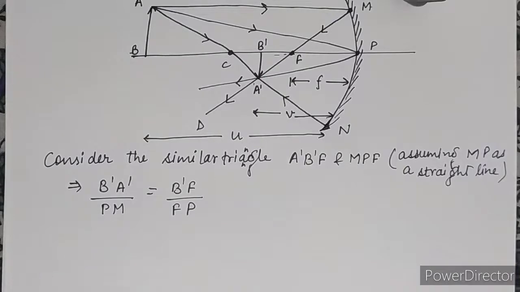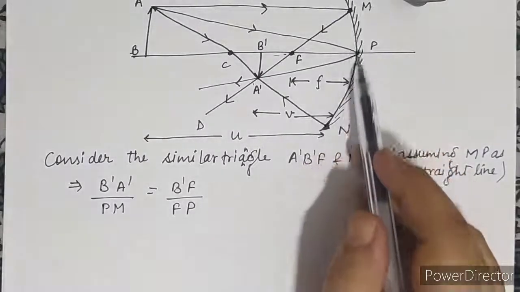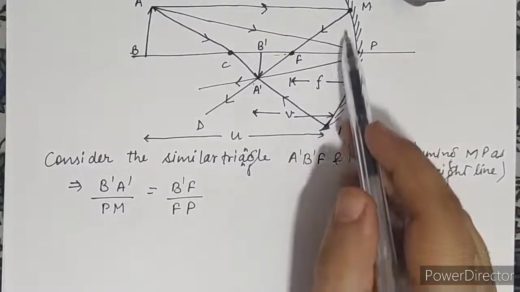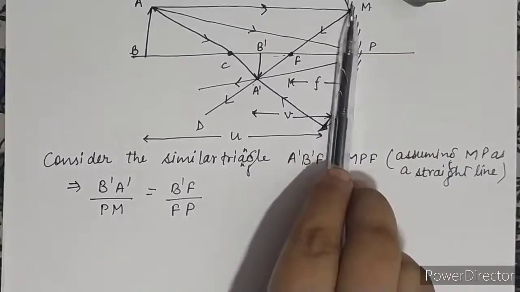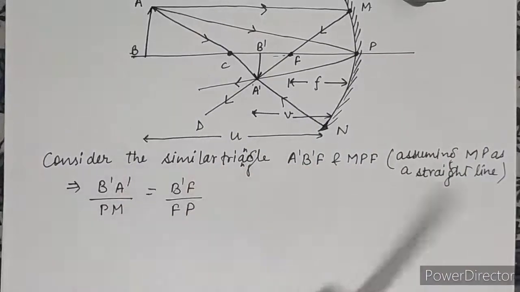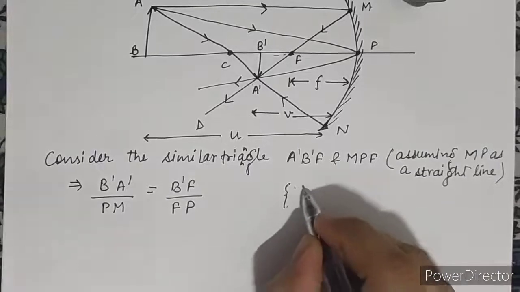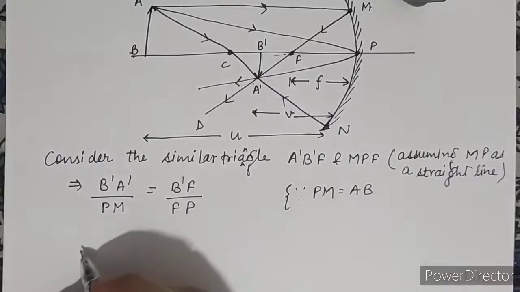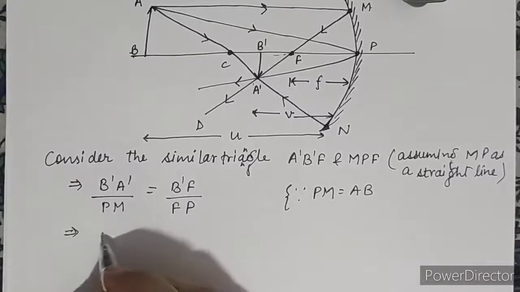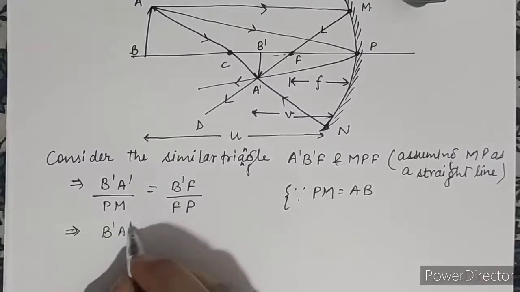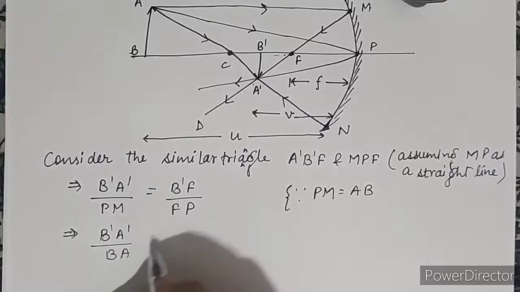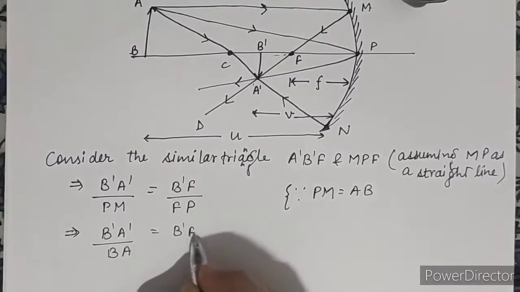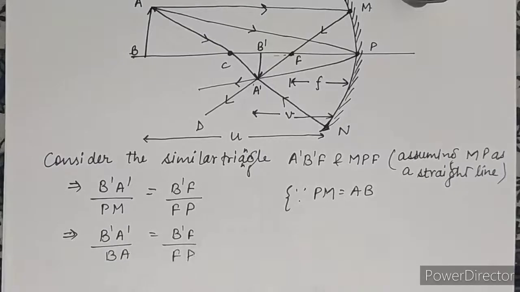Clear? Now this MP or PM is a straight line, equal to the parallel ray coming from AB. So we have considered that PM is equal to AB. Now I am putting this value: B dash A dash over AB equals B dash F over FP. This is the first similar triangle we have taken.